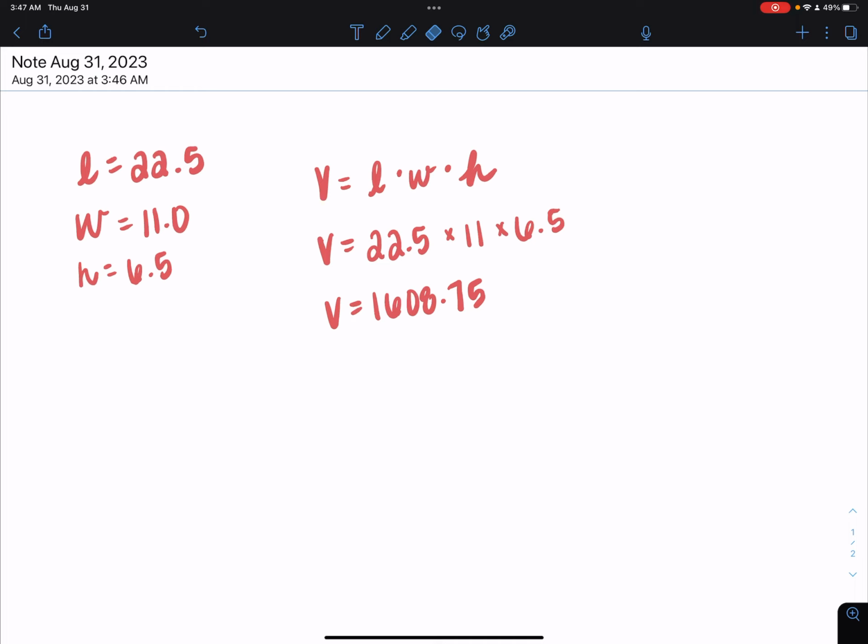And now, because I want to be accurate and precise, so this is pretty accurate because my measurements were really close on those centimeters. To get the precision, I want my decimal place to match what I started with. So if I started with one decimal place, the tenths place, I want to round my answer to the tenths place also. So that would be 1,608.8. And then my units are centimeters cubed because I'm multiplying centimeters 3 times.